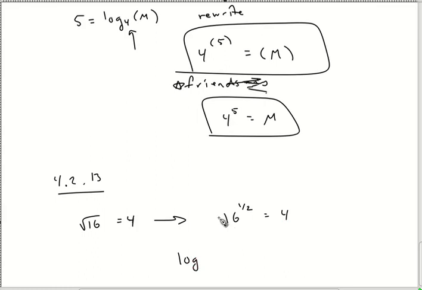So you always start with your base. Base is 16 right there. So base is 16. And then I got log of something equals something.